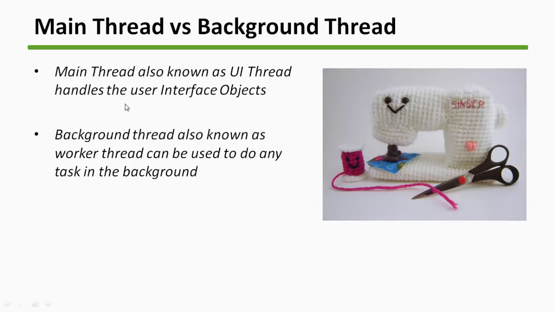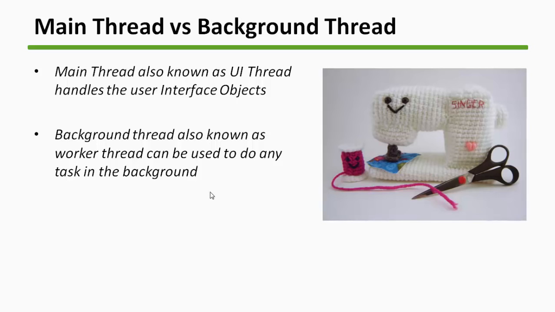Now there are two types of threads. One is called a main thread or the UI thread, and the other one is called the worker thread or the background thread. So you can create any number of threads in the background, and on the top you have only one thread. So that is your main thread. Similarly, in Android or in most of the applications, you have a main thread. Only main thread can touch the UI.